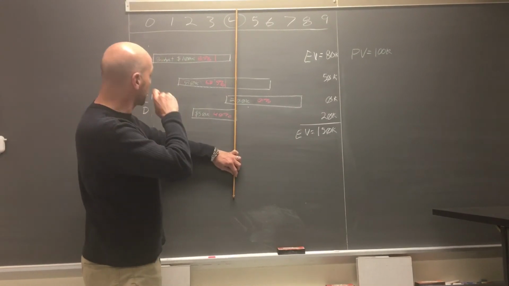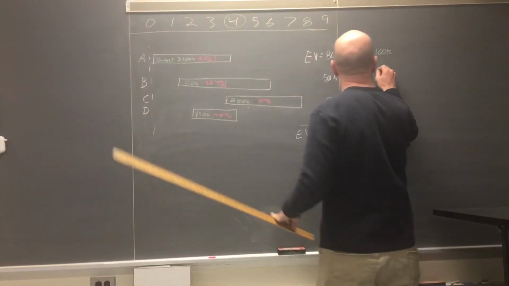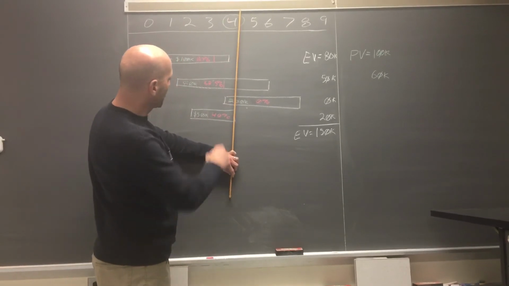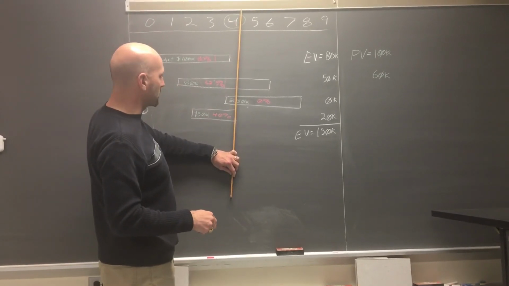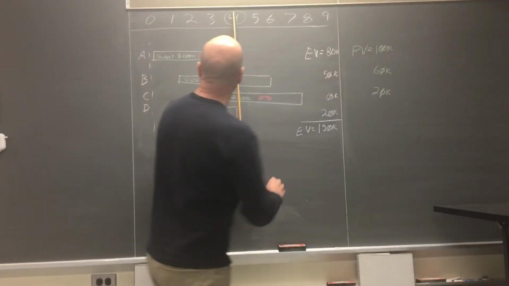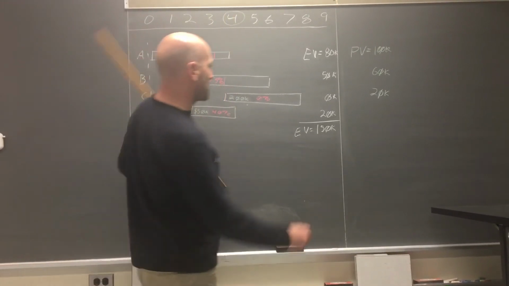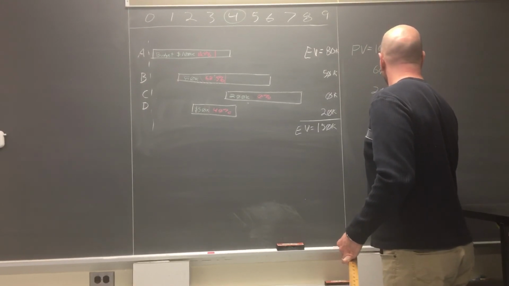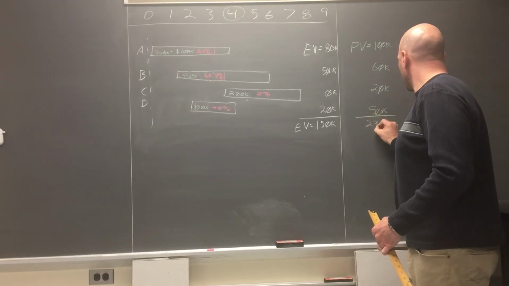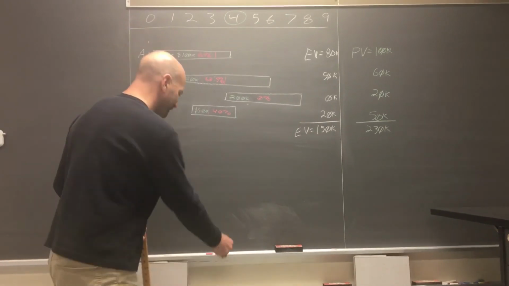I plan to have earned, I don't know, we'll say 3/4 of this 80K task. Maybe I plan to have earned 10% of this 200K task. And I plan to have earned all of this 50K task. 100, 210. My planned value is $230,000.